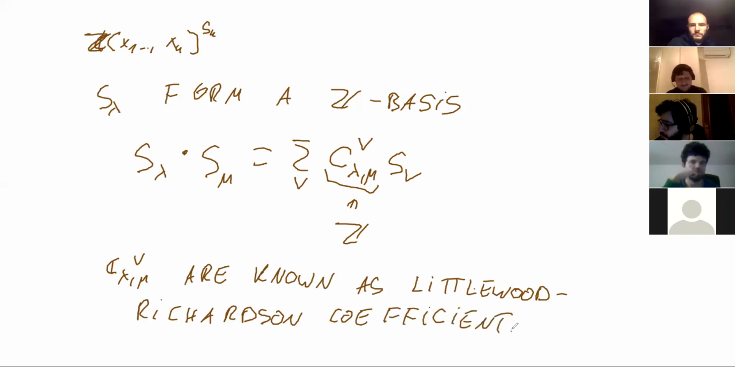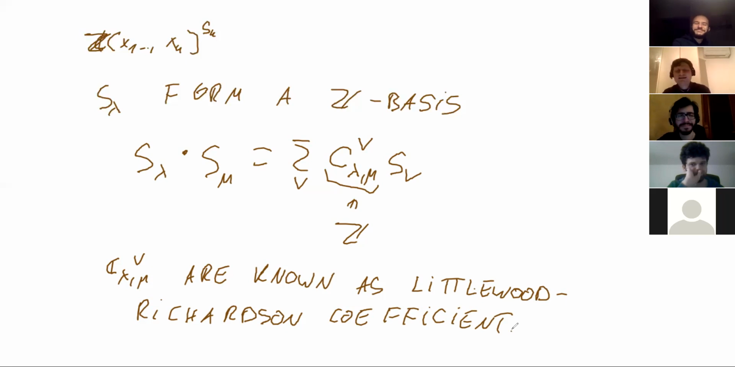And there is a Littlewood-Richardson rule that is a completely combinatorial rule on Young diagrams that tells you how to get this C mu lambda nu. Okay. So this is the good news. The bad news is that I decided not to give it.